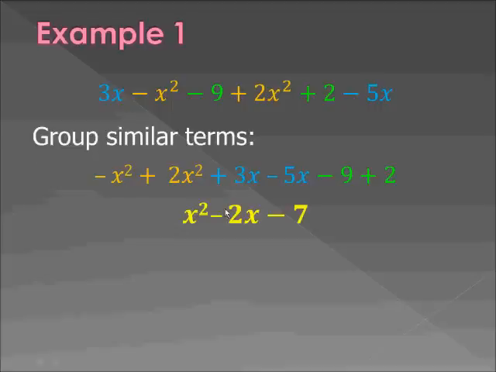So negative x squared plus 2x squared is 1x squared. 3x minus 5x is negative 2x. Negative 9 plus 2 is negative 7. And we still have to answer what degree this polynomial is. It is a second degree polynomial because the highest exponent for any monomial is 2, this x squared term.